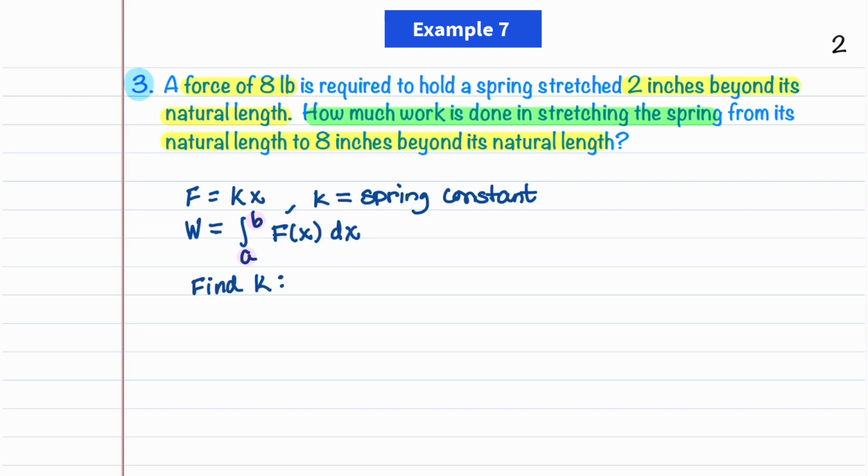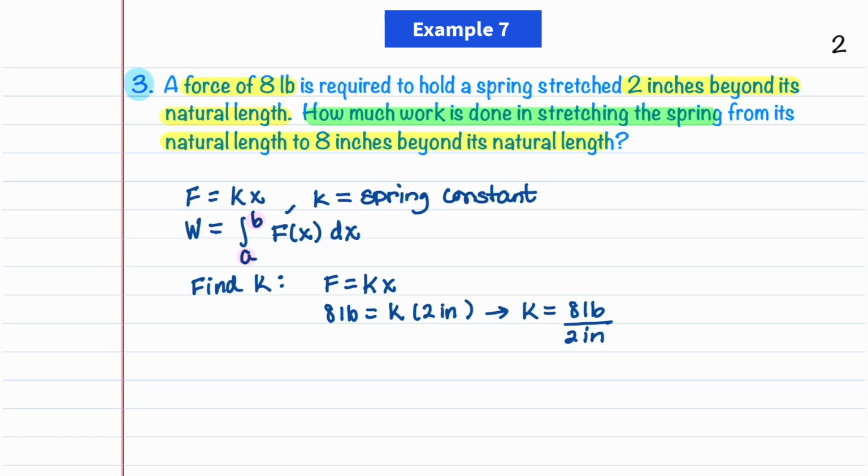k can be found by the equation F is equal to k times x. Since a force of 8 pounds is required to hold a spring stretched 2 inches beyond its natural length, we can let our force be equal to 8 pounds, and then x is going to be 2 inches. k then is equal to 8 pounds, all divided by 2 inches.